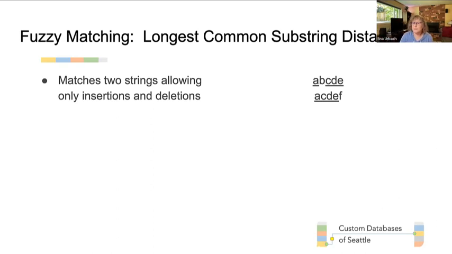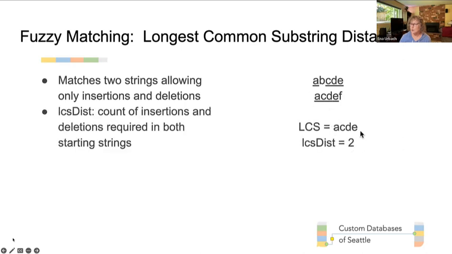So the particular metric that I ended up using was one that my client, who also thinks about these things, thought was a good one, and also is one of the most popular methods. It's called longest common substring distance, and it matches two strings, allowing only insertions and deletions. So the distance between these two strings here is 2.